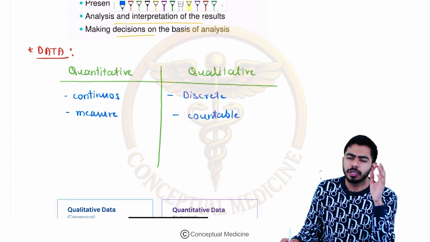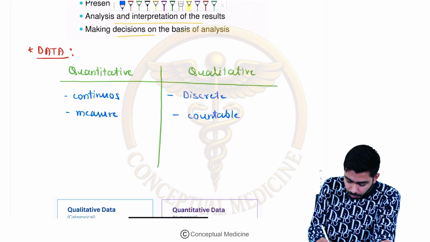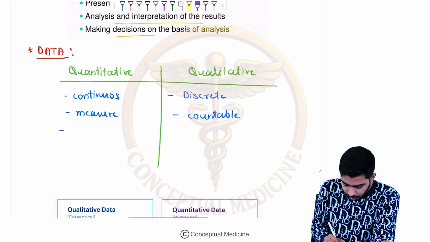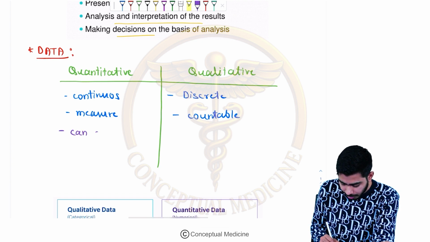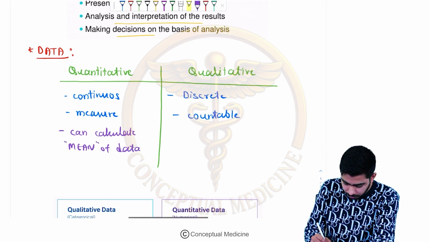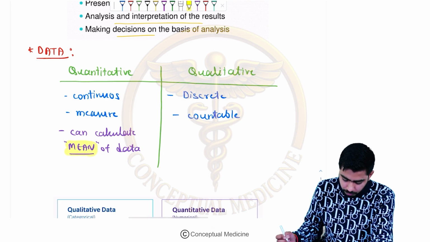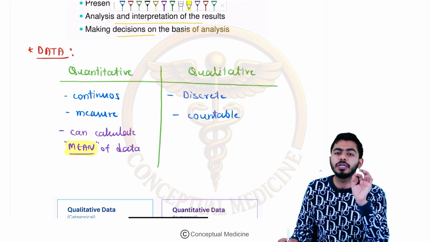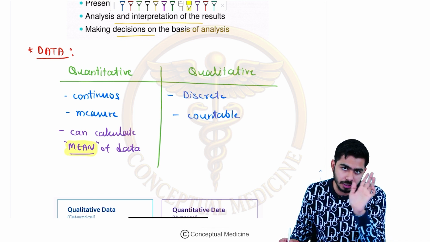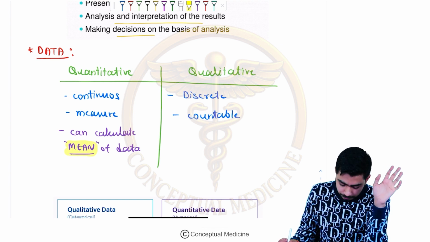Then in the quantitative data, guys, we are talking about the mean. We can calculate the mean of the data, right? Very important point I'm mentioning over here, that we can calculate the mean of the data. I'm writing the mean under quotations over here, so that you don't forget that it is very important, guys. The mean is actually coming in which category? Quantitative data category. Okay, so please remember that. We'll talk about the mean, median, mode in the next chapter. Don't worry about that, right?